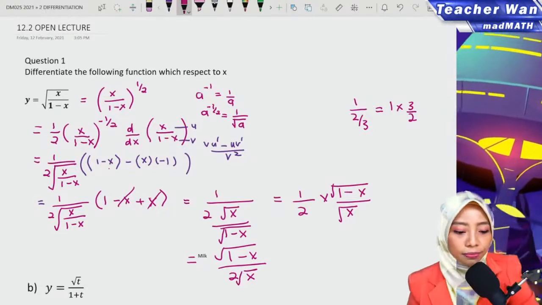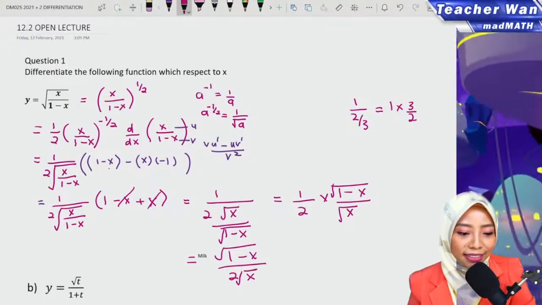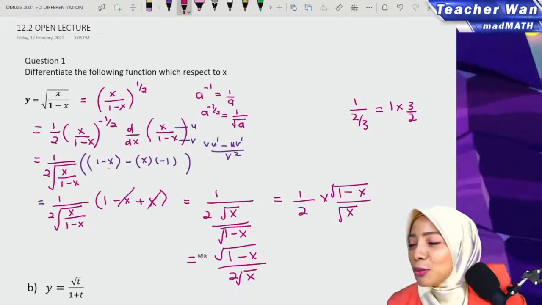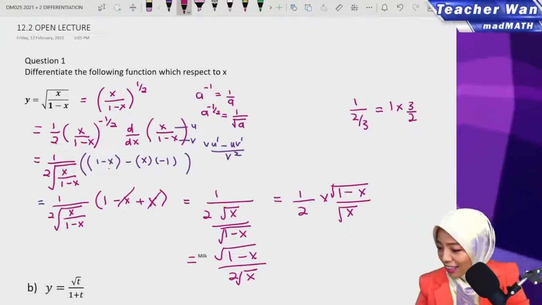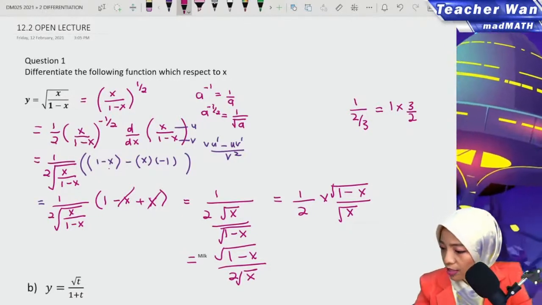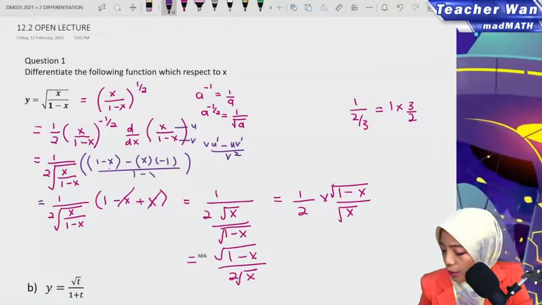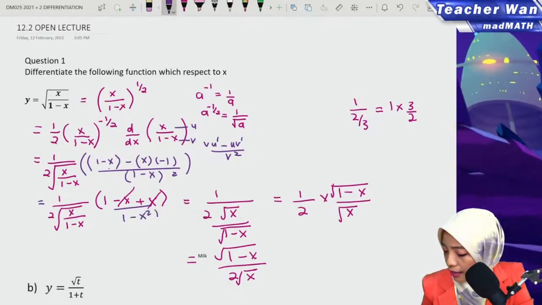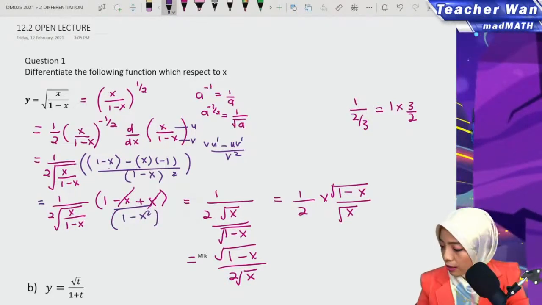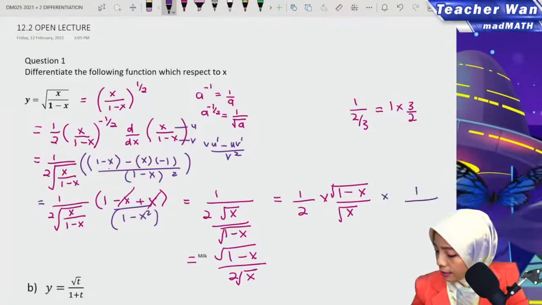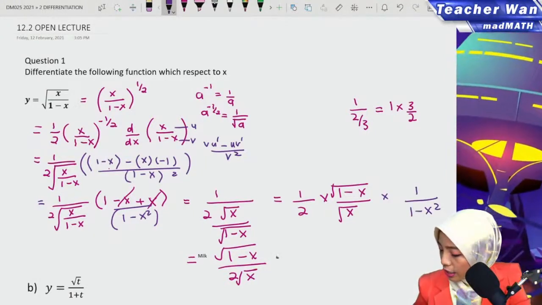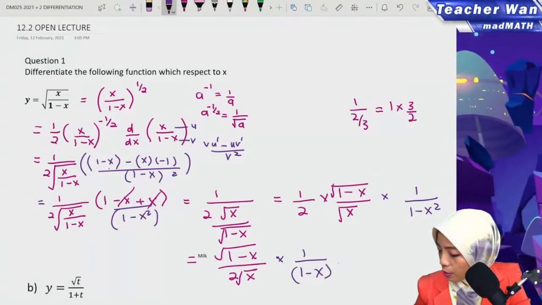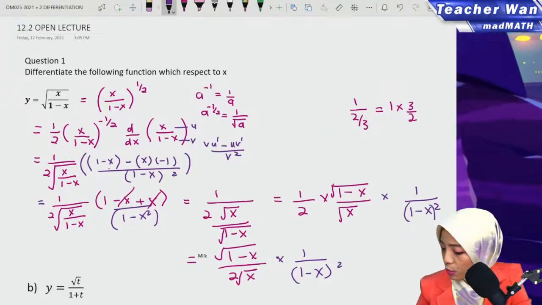Let me check the function. Oh, sorry. Okay, any comments there? Don't forget over with the v squared. V squared is basically 1 minus x squared. So this is, we have 1 minus x squared. So this is also, we have 1 minus x squared. And here also we have 1 minus x squared. Don't forget the v squared.